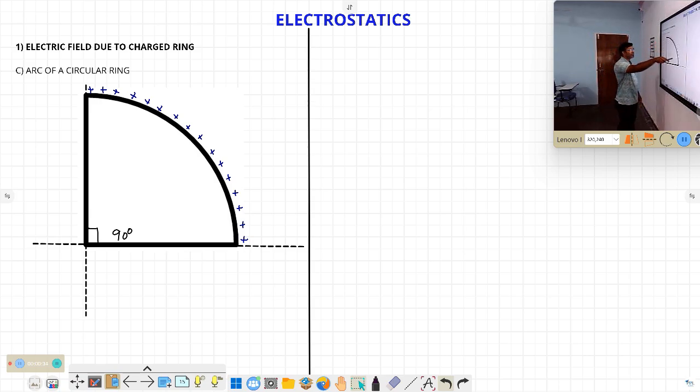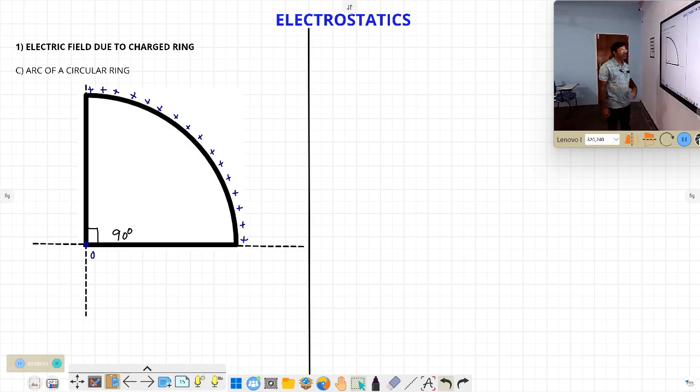So I have taken here one arc of a circle. You can see the diagram here, which is charged, and which subtends an angle of 90 degrees at the center. This is the origin, right? At this point it is making an angle of 90 degrees. Now we want to calculate the electric field intensity due to this at the center of the circle, at this point O.